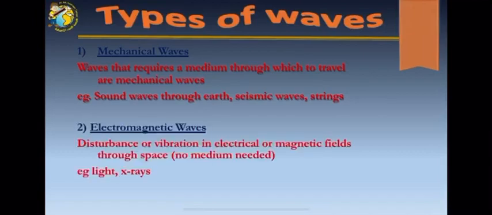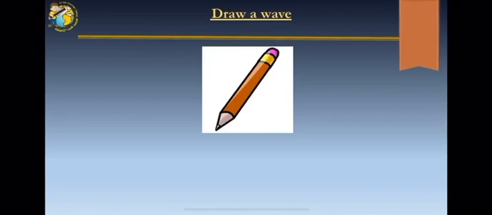Electromagnetic waves. Electromagnetic waves travel in electrical or magnetic fields through space and they don't need any medium. Light and X-rays are examples of electromagnetic waves.